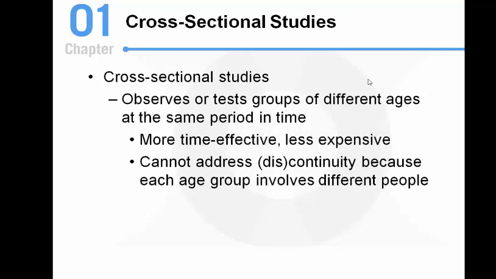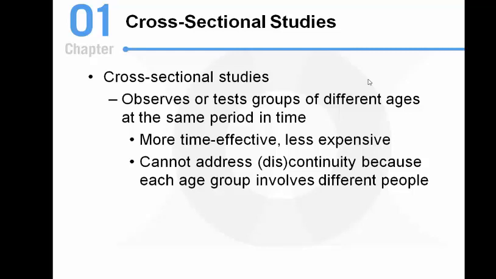So another way that you can do this, in a less expensive, more time-effective way, would be to do your research at one point in time with people who are of different ages. So I can go in one day, measure second graders and measure 10th graders, and compare them. Now, of course, the people who are in second grade are not the same people as those who are in 10th grade because we're doing it on the same day.